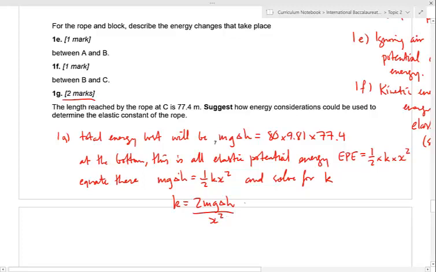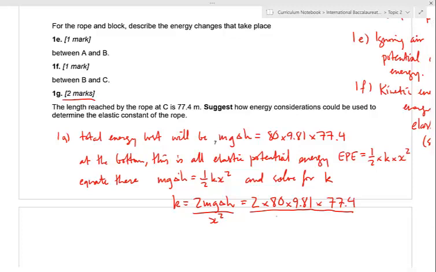So, and we might as well do it since it's doable. Equals 2 times 80 times 9.81 times 77.4, and we divide that all by x squared. Sorry, not 77.4. Oh no, it is 77.4. That's how far it's fallen. And we want to divide it by how much longer it's gotten since it started stretching, which is 77.4 minus 60, all squared. Because 60 was the unstretched length. That was the length that it was before it started producing a force. So that would give us k.